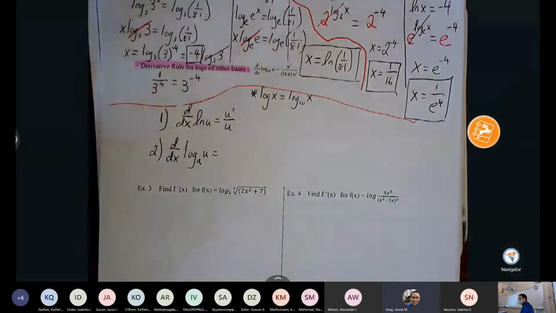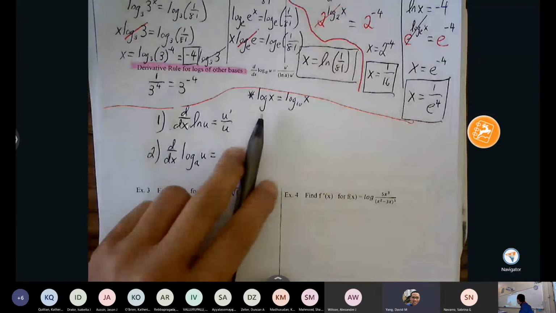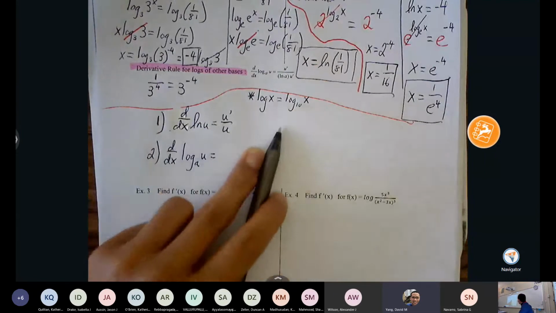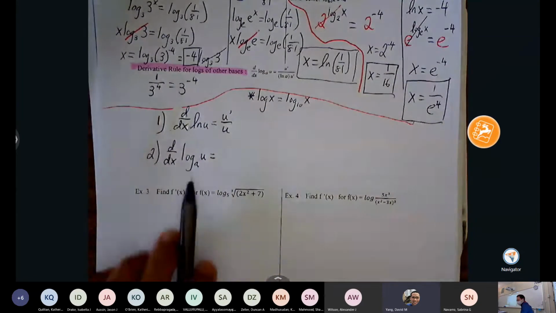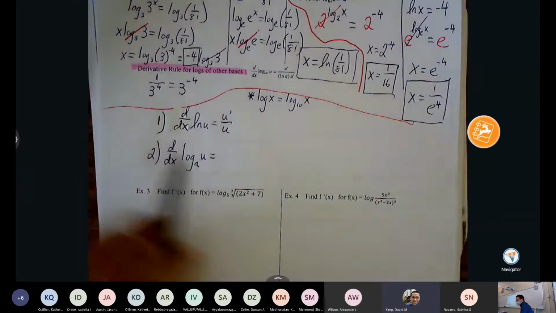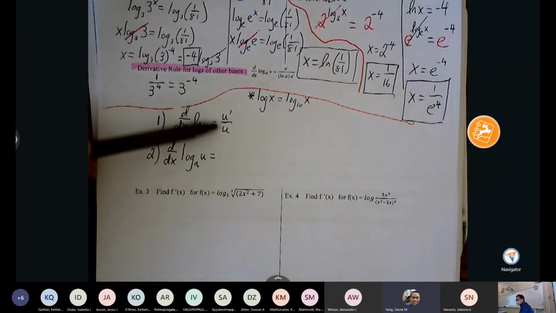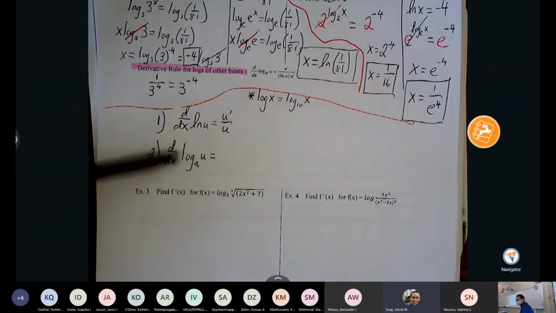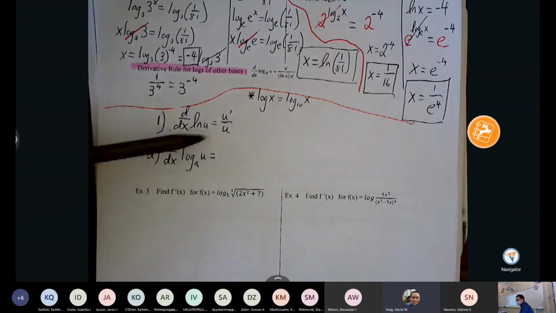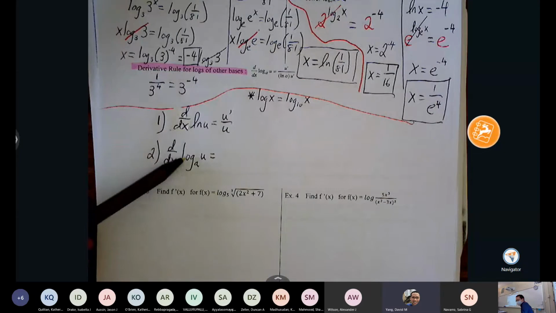Because base 10 and base e are used so often, we have a shorthand form of writing them. So that's just as a side note. Okay, so back to our derivative here. What I want to show you is that our derivative is going to be very similar. There's also going to be a u prime over u. It's still a log expression. We still have u prime over u, but it's not base e.